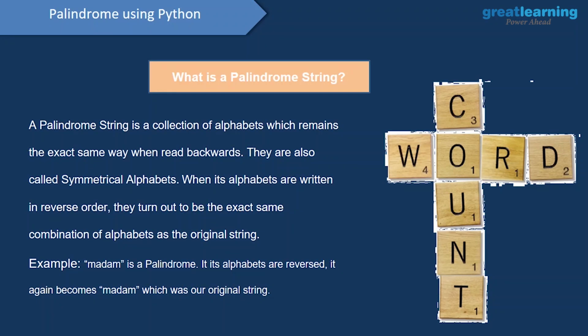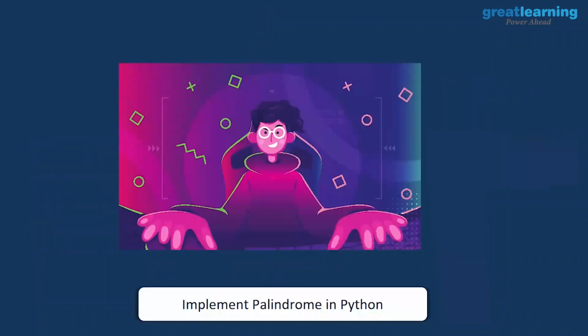Now, let's have a look at what a palindrome string is. A palindrome string is a collection of alphabets which remains exactly the same when read backwards. They are also called symmetrical alphabets. When its alphabets are written in reverse order, they turn out to be exactly the same combination of alphabets as the original string. Example, I have given you already, that is madam. Madam is a palindrome. If you reverse the alphabets, it will again become madam, which was our original string, right? So these are the two types of palindrome. I have given you the examples, the string and the number.